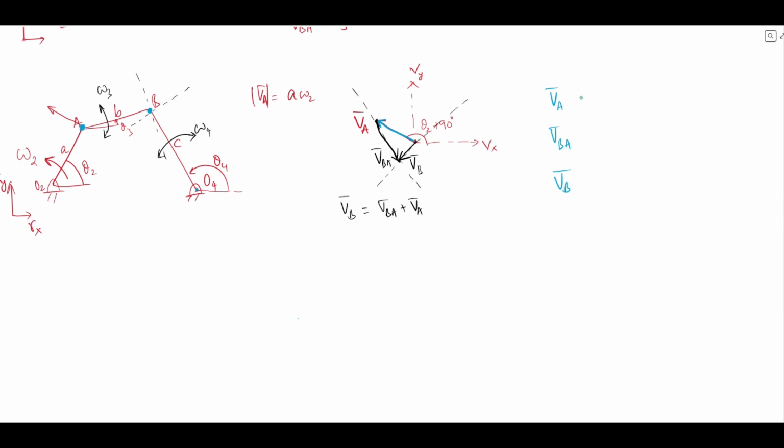Say, for example, you knew VA is equal to A omega 2, and then you're representing A omega 2. A may be something like, say, 4 centimeters, and omega 2 may be 1 radian per second. Then you would have A omega 2 equals 4 centimeters per second. You can choose to represent a scale where 1 centimeter on the velocity triangle or the velocity coordinate system is equivalent to 4 centimeters per second of actual velocity.